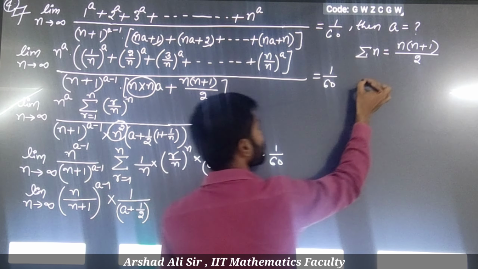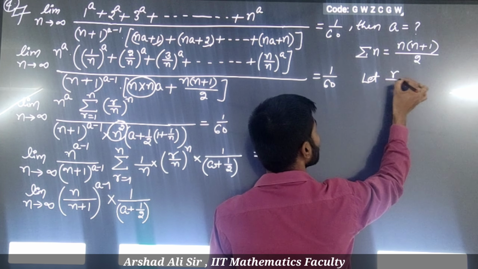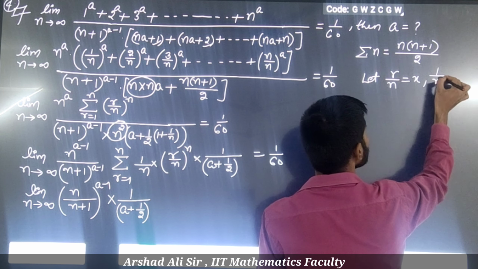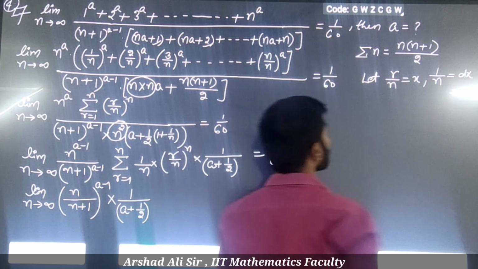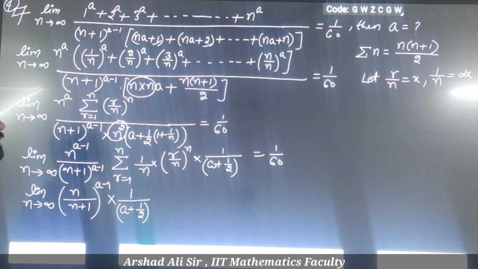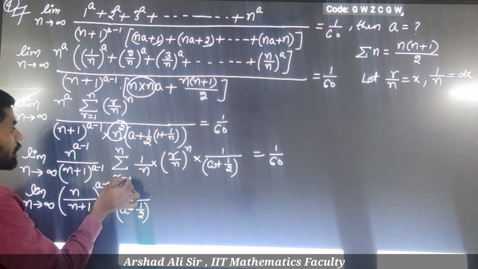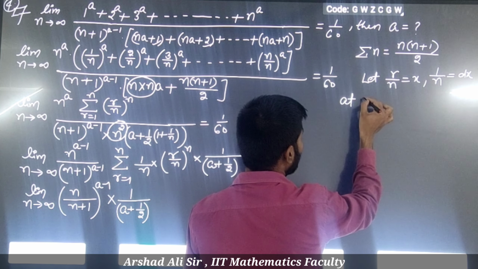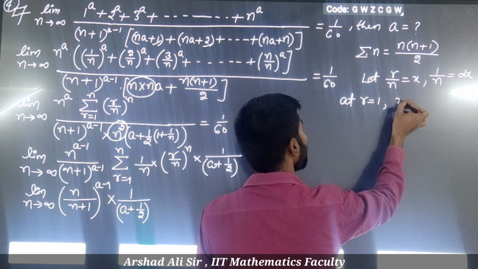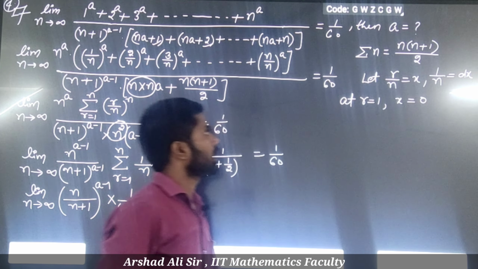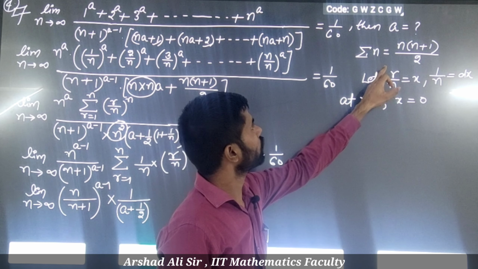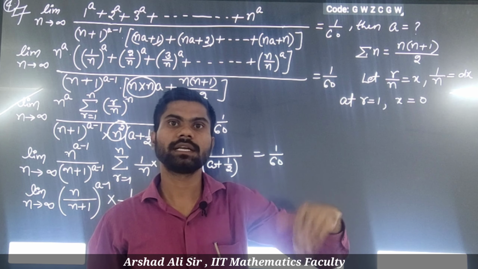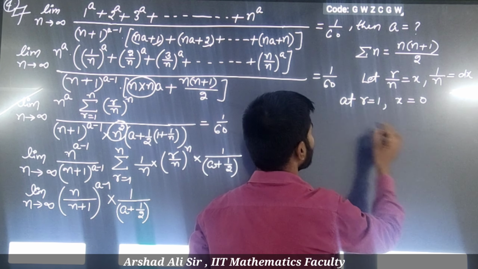Now let's suppose r by n is equal to x. If r by n is equal to x, it means 1 by n is equal to dx. So we are changing our question in terms of x, but we have been given limits of r. So we should change the limit of r: at r equal to 1, x is equal to 0. If you put r equal to 1, we have 1 by n equal to x, but n tends to infinity, so 1 by infinity will be 0, so x equal to 0.